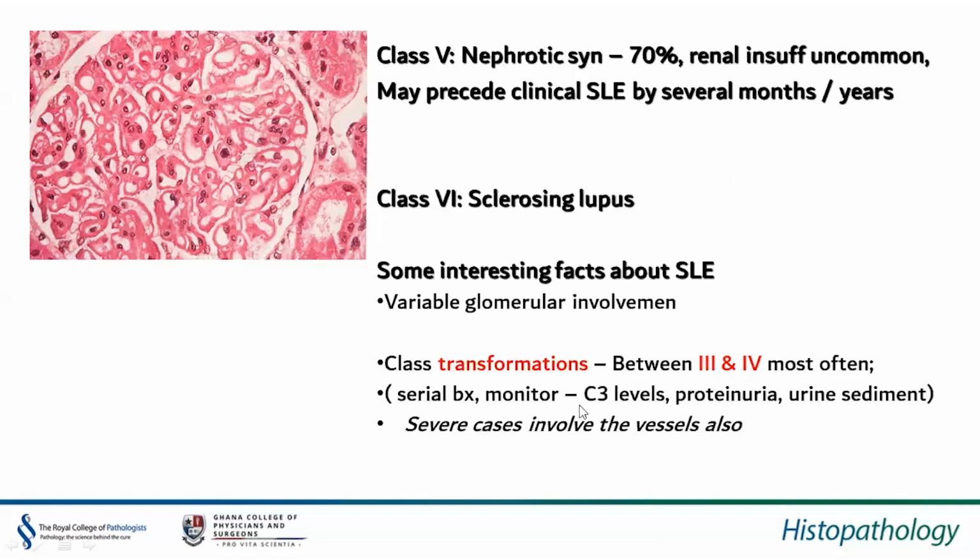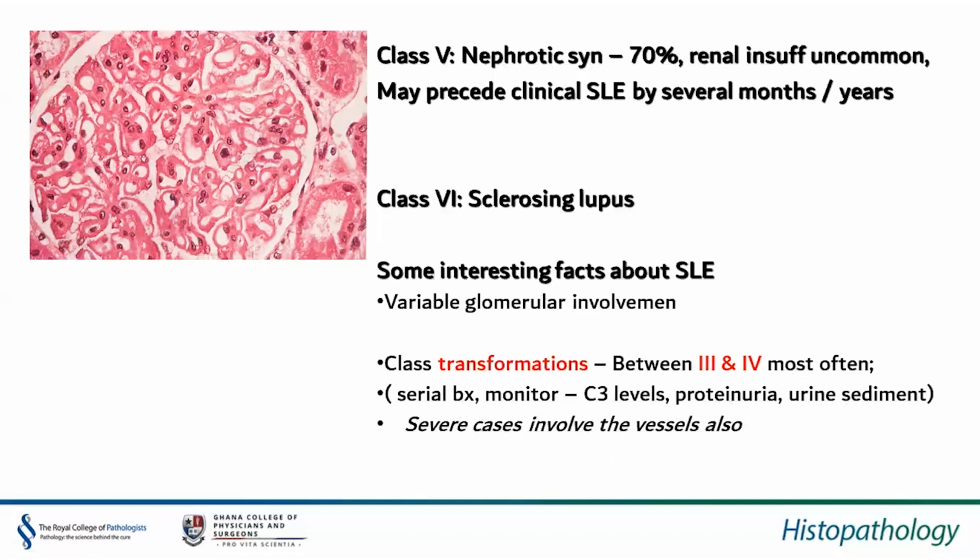So how do you monitor this class transformation? Clinical monitoring: monitor the C3 levels, monitor the urine sediment, monitor the proteinuria. Severe cases of SLE may involve the vessels also and give rise to vascular endothelial damage, which is an SLE vasculopathy. It's important to note that SLE is not really a renal biopsy diagnosis. It's a diagnosis made by the ACR criteria, criteria laid down by the American College of Rheumatology. You don't really make a diagnosis by biopsy.